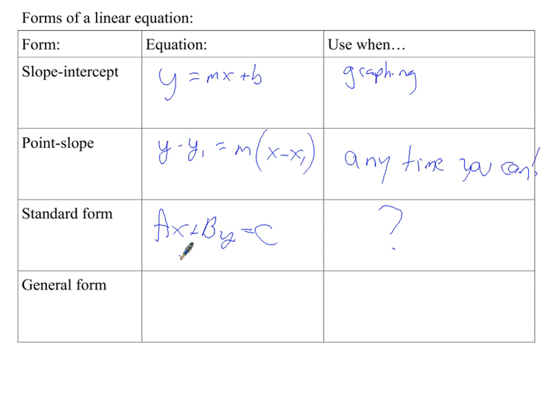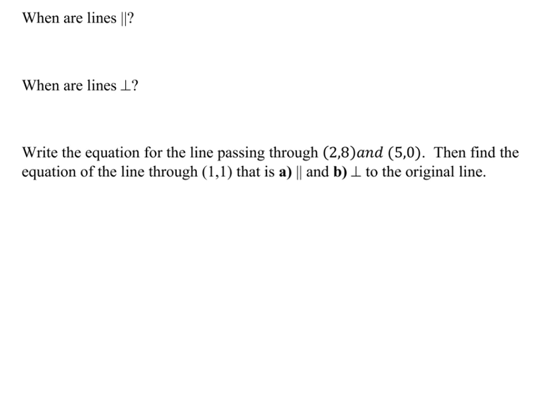General form. Anybody know that one? Yes. Everything is on one side. And when would we want to use that? Why would we want it to be equal to 0? Yeah, if we're solving. And there's other times too. So I'm going to put a question mark there. There's other times in calculus when we want it in that form. All right, the little symbol that we see at the top is what?